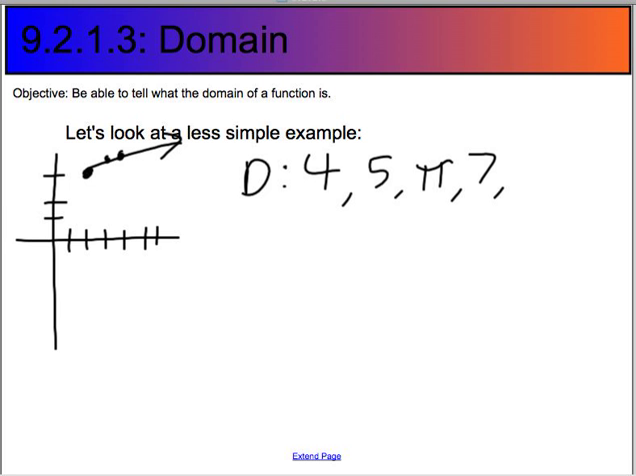Well, yeah, sure. Even though I didn't draw it, this graph keeps going, and because of that arrow, it says it's going to keep going in that direction. So certainly 10 would be a fine input. I'd have to continue the graph to be able to see what the output would be, but it seems that that is fine.